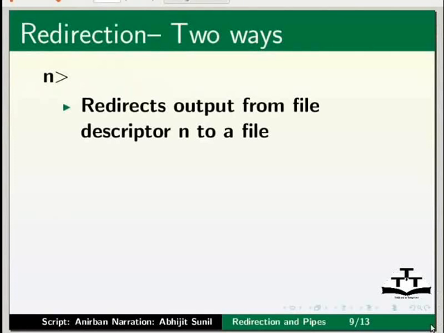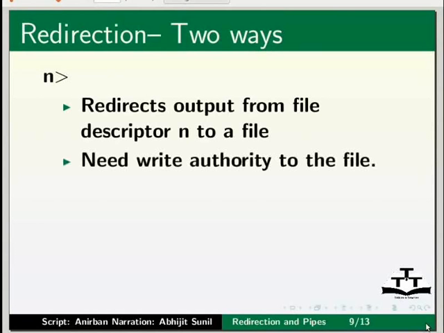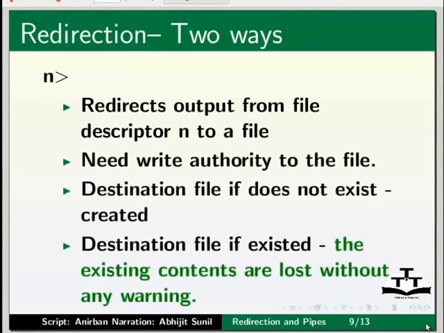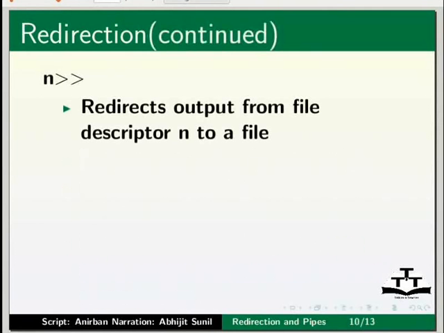Now, let us see how to redirect standard output and standard error. There are two ways to redirect output or error to a file. Suppose n refers to the file descriptor. N, single right angle bracket, redirects output from file descriptor n to a file. You must have write authority to the file. If the file does not exist, it is created. If it does exist, the existing contents are usually lost without any warning.